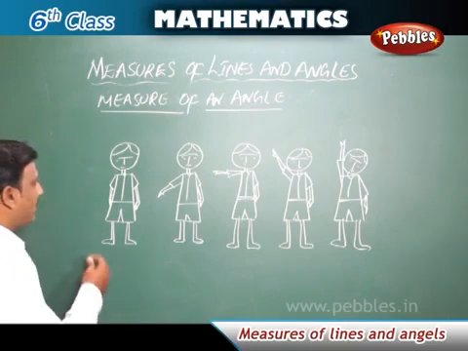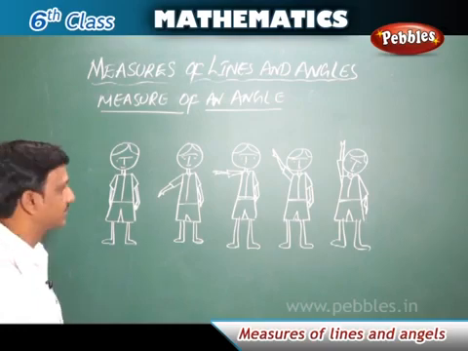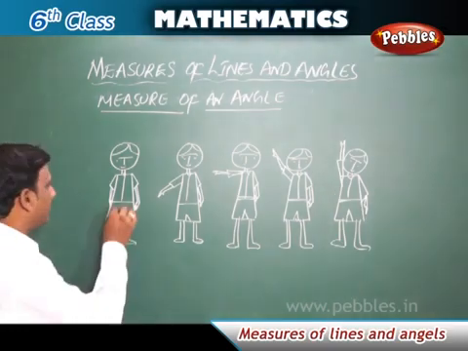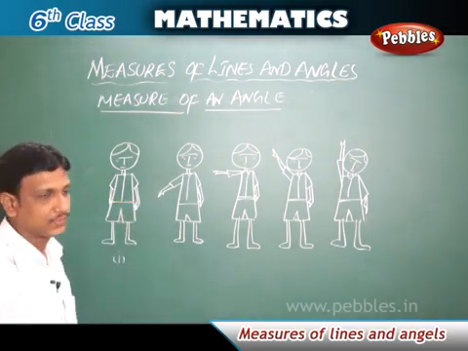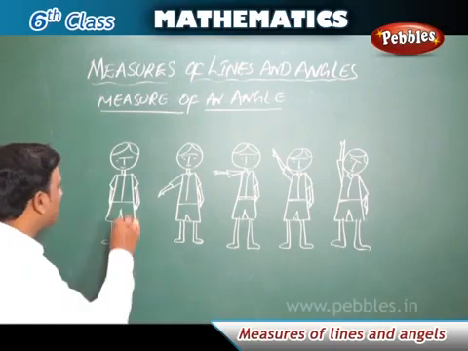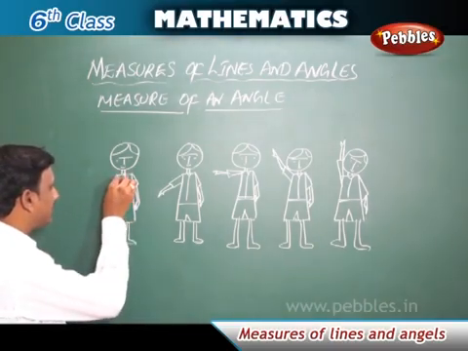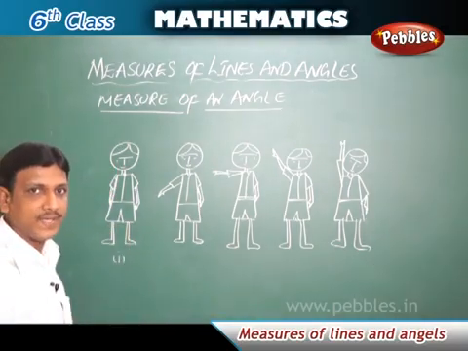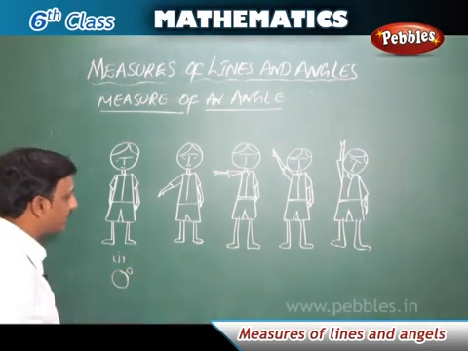Here we see a boy standing and keeping his hand in different positions. So let us look at picture 1. In this case, the boy has kept both his hands closed, that is, close to his body. So here the angle between his arm and his body is 0. The arm is not making any angle. So we call this a 0 degree angle.